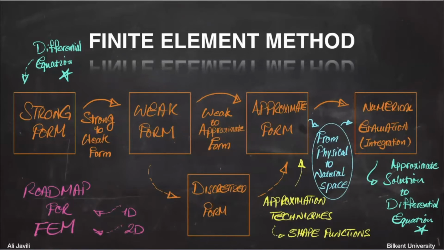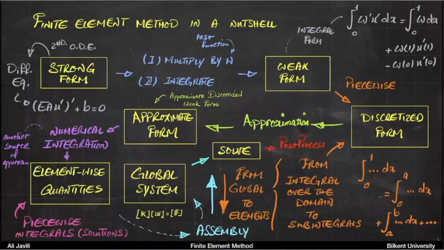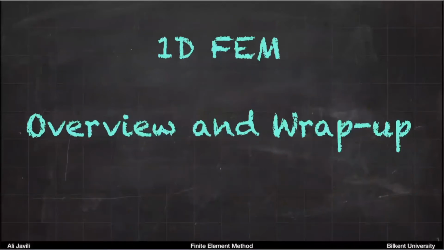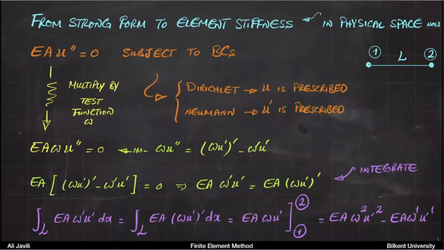We had talked about the big map or the roadmap of the finite element method, and we mentioned that this map for a two-dimensional finite element method is very similar to the same thing that we did for a one-dimensional finite element method. We talked about different approximations, and then we had a more detailed map when we were talking about the one-dimensional FEM. And then we had this sort of wrap up and overview of 1D FEM.